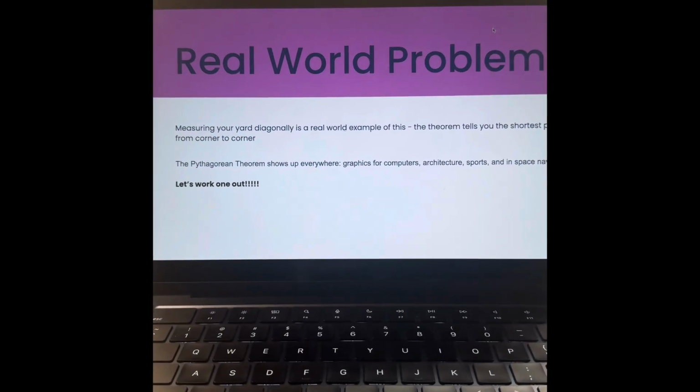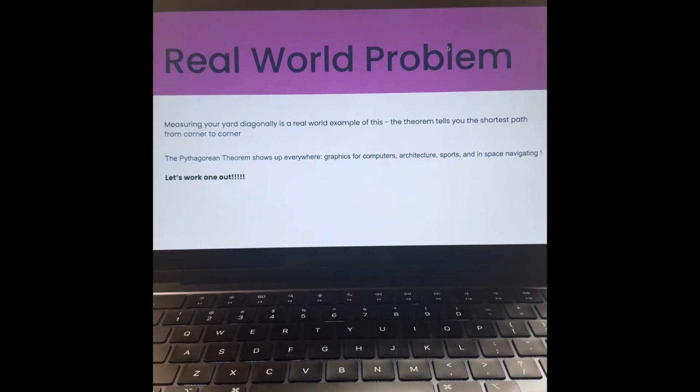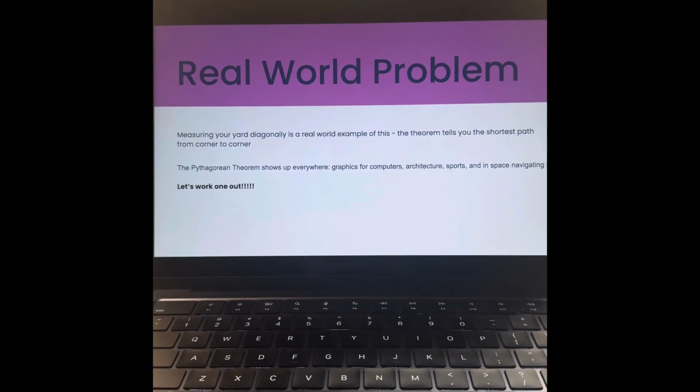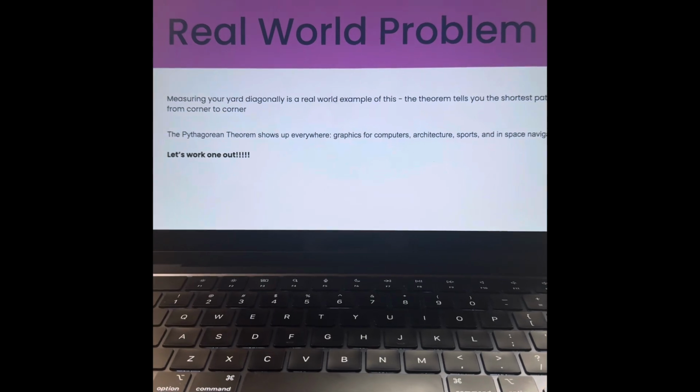A real-world problem of the Pythagorean theorem would be measuring your yard diagonally. The theorem tells you the shortest path from corner to corner. The Pythagorean theorem shows up everywhere: computers, architecture, sports, and space navigation. So we're going to work one out.